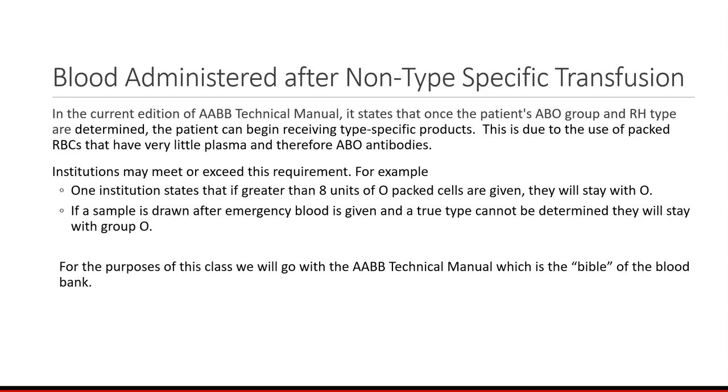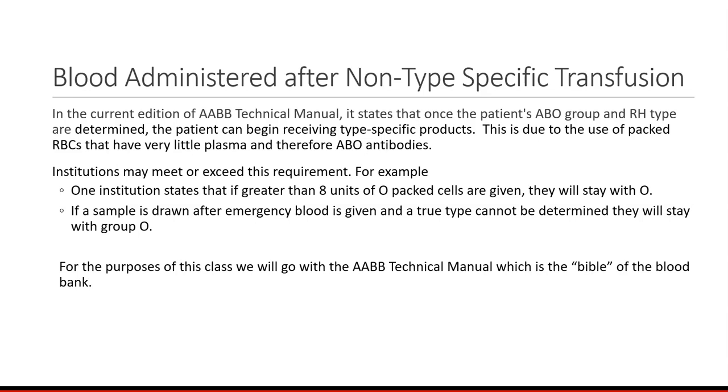There are times, primarily in emergency transfusions, that we have to administer non-type specific blood. In the current edition of the AABB Technical Manual, it states that once the patient's ABO group and Rh type are determined, the patient can begin receiving type-specific products. This is due to the use of packed cells that have very little plasma and therefore very little ABO antibody. Institutions may choose to meet or exceed this requirement.